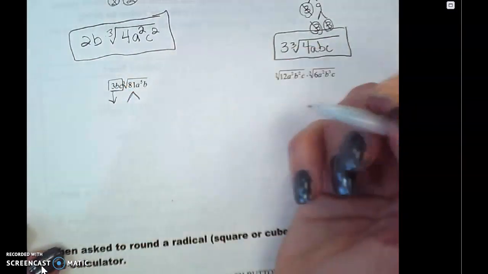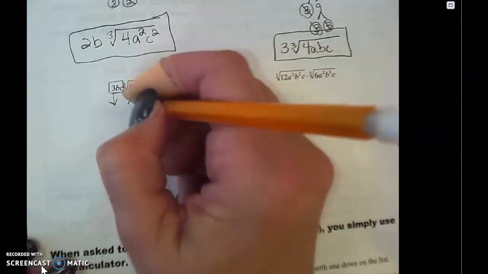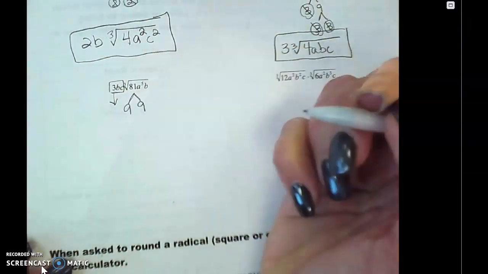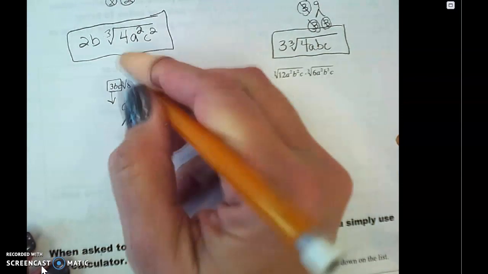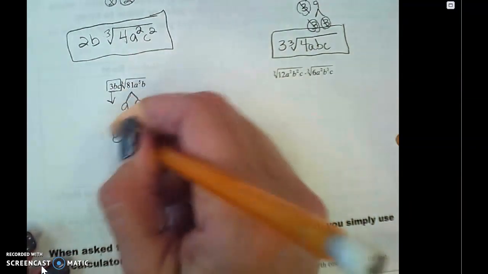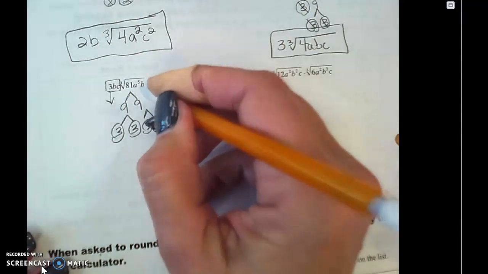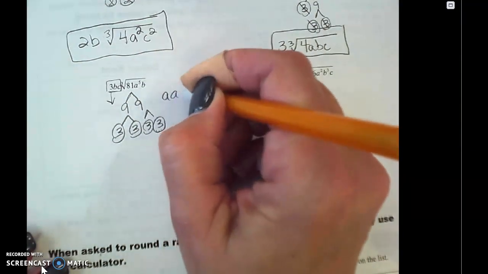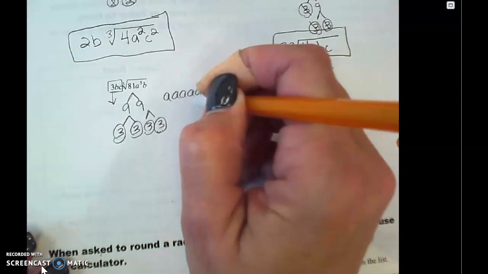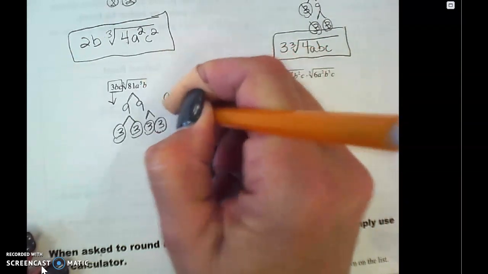So let's factor 81. 81 is a perfect square. 9 times 9 is 81. Okay, but we're talking about cube roots, so we keep going. And then we have 5 A's. 1, 2, 3, 4, 5. A to the 5th, factors like that, and B is just by itself.